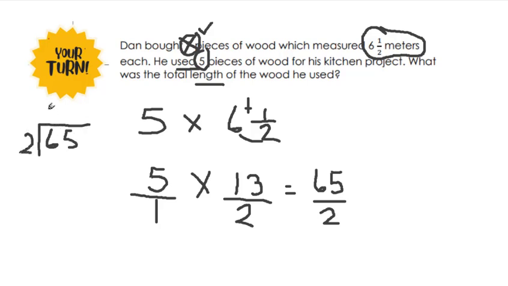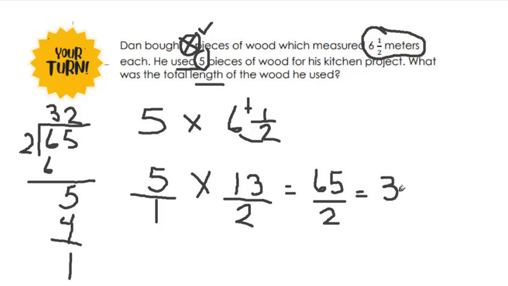2 goes into 6 3 times. So we subtract 6. And then we have a 5 that we bring down. And we can get 2 times 2 is 4. And we have a remainder of 1. So our answer is, we're going to turn it back into a mixed number, 32 and 1/2 meters. And we'll put the m there. That is the length of all 5 pieces of wood.